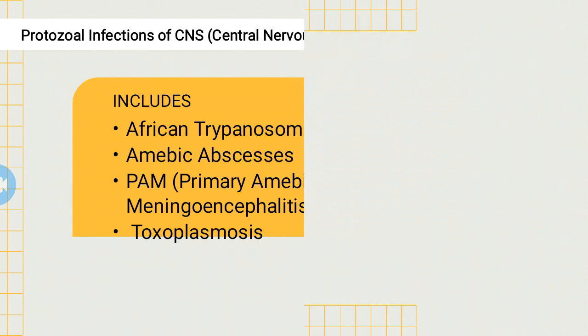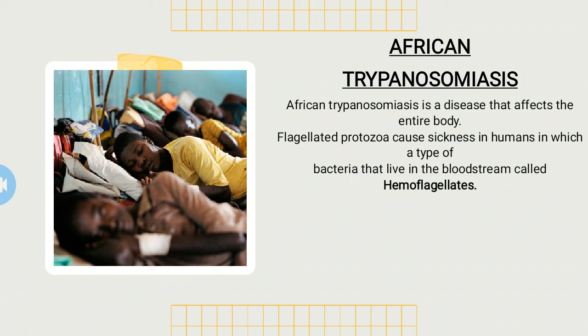and toxoplasmosis. The first disease is known as African trypanosomiasis. This disease affects the entire body. Flagellated protozoa called hemoflagellates, which live in the bloodstream, cause sickness in humans. African trypanosomiasis is also known as sleeping sickness. It is caused by a microscopic parasite, Trypanosoma brucei, and it is transmitted by the tsetse fly, or Glossina species, which is found only in Africa. The hemoflagellates that live in the bloodstream are commonly transmitted through blood sucking.